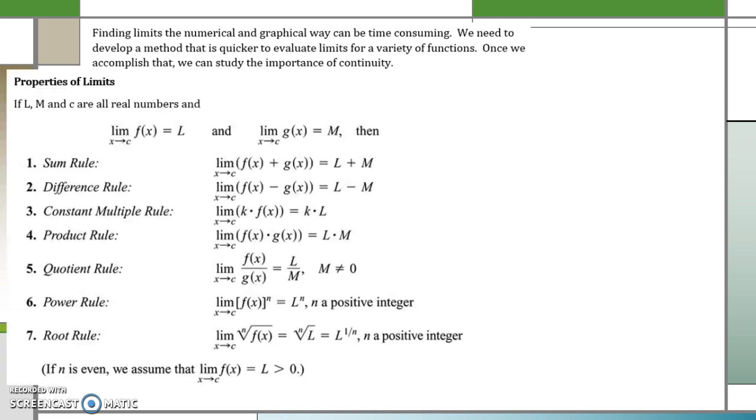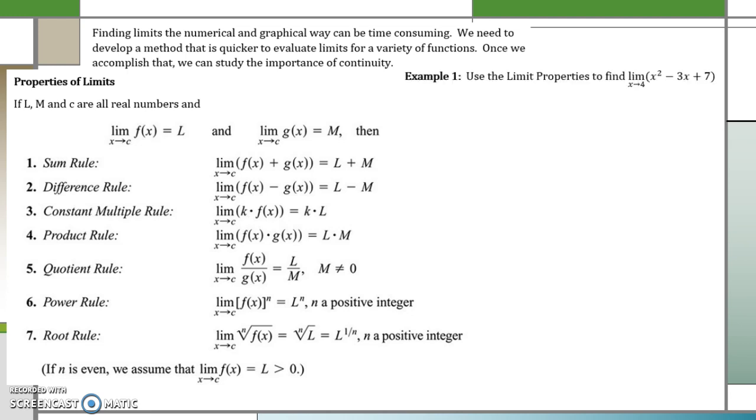So here are a list of properties of limits. We have the sum rule, the difference rule, a constant multiple rule, product, quotient, power, and root rule. So we'll go over some of them together here.